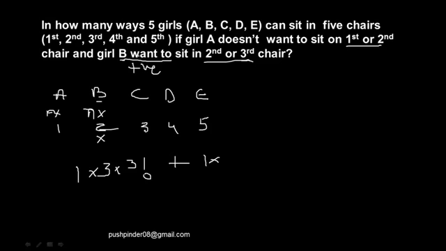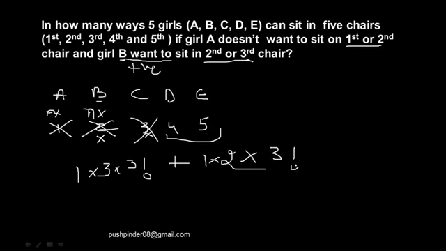Now B has already sat on the third chair, right? Now girl A does not want to sit on the first, she does not want to sit on the second. The third chair has already been taken. She is left with 2 choices. And now there are 3 girls left and 3 chairs left, which can be solved with 3 factorial, right? So I hope everyone is understanding. So this is the way you solve the question. So this is nothing but 3 factorial into 2 plus 3 into 5. That is our answer.